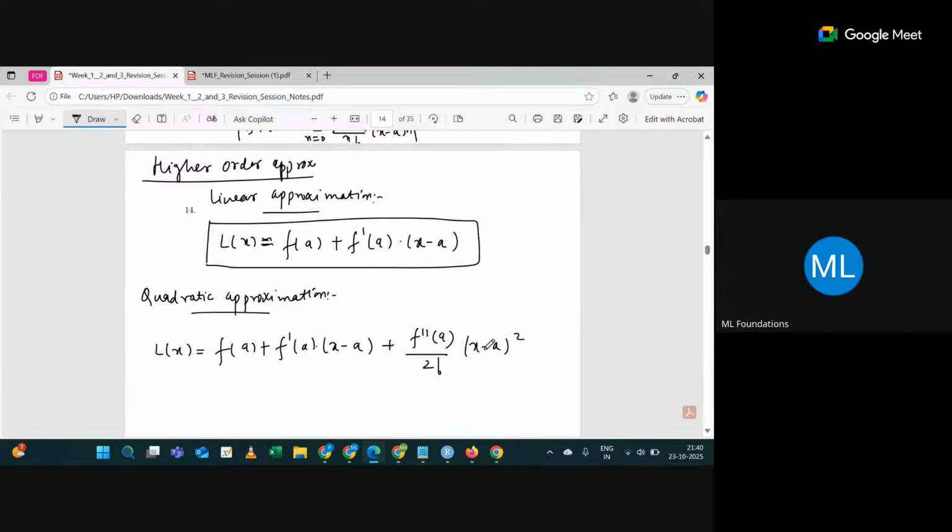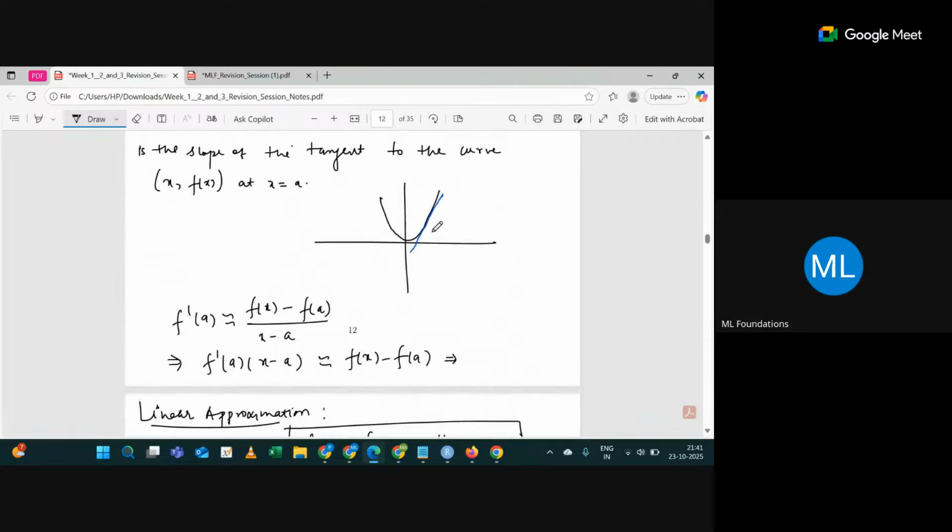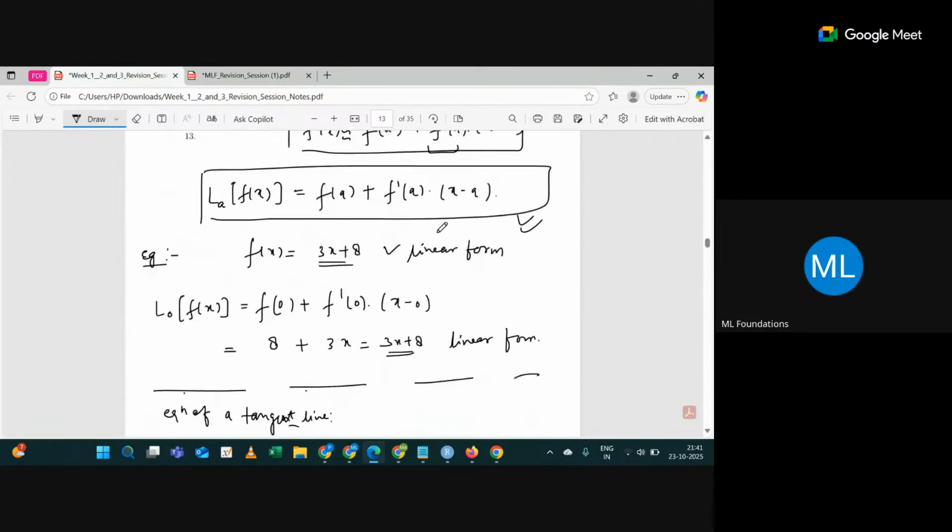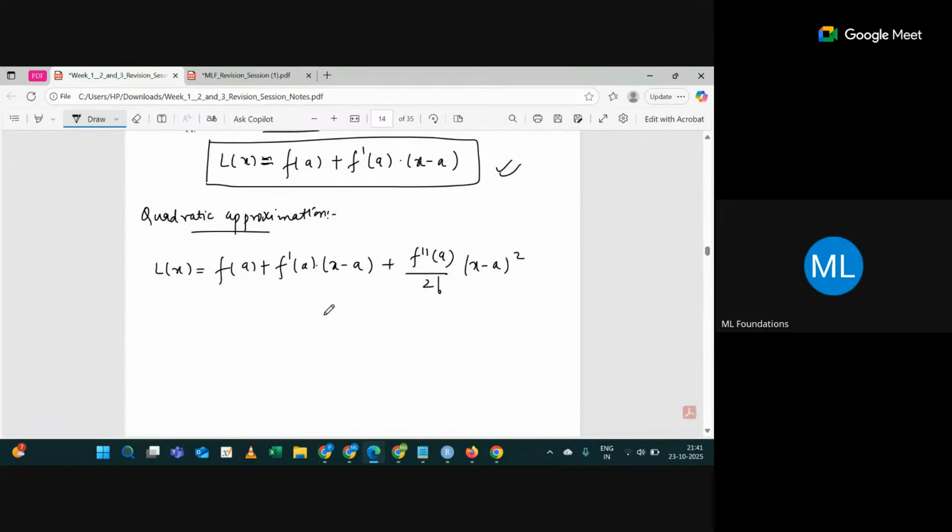So whatever curve you have, suppose you have x square, right? If you apply linear approximation, it will approximate linearly like this. If you apply quadratic, it will approximate something like that. You can try it with Desmos actually.